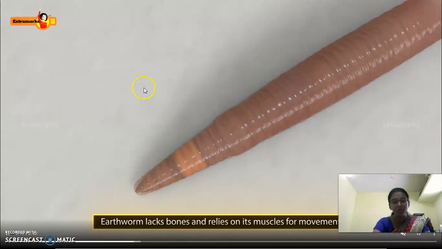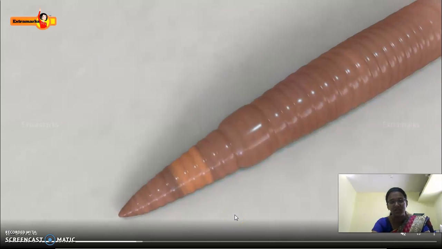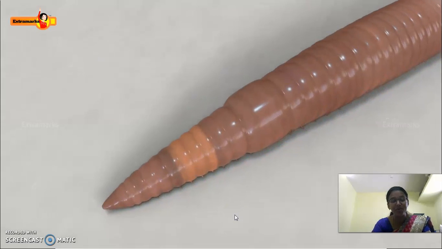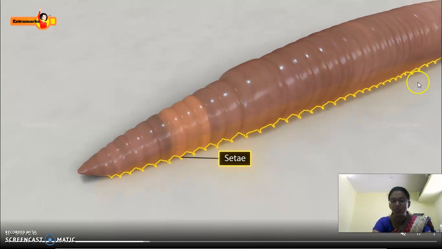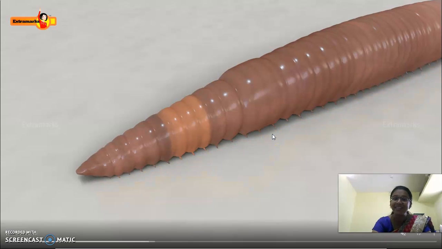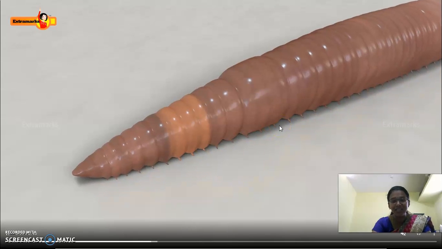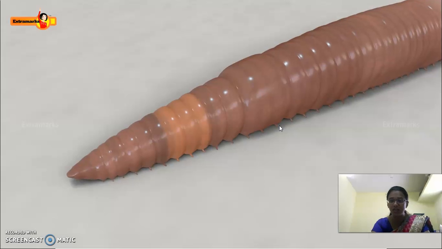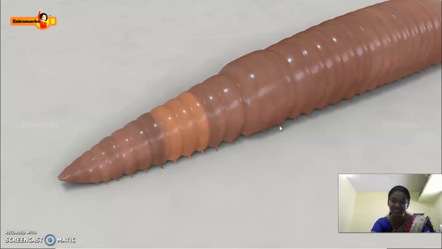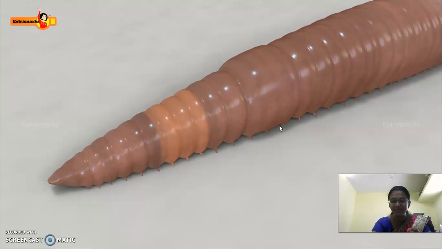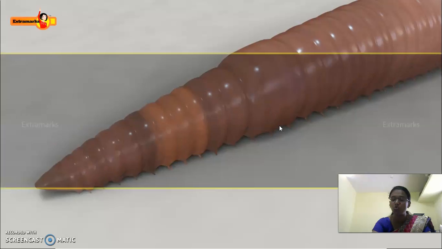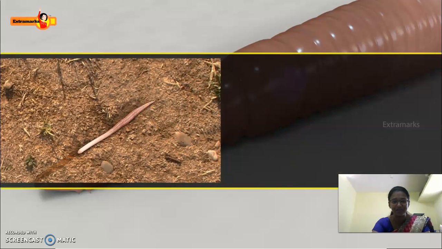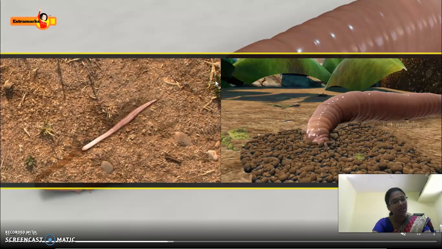Earthworm lacks bones, so it moves with the process of contraction and expansion. Under its body, it has a structure called setae. What is it? Setae. It helps in anchoring its body to the ground. Anchor is nothing but fixing. So these small finger-like projections help in fixing the earthworm to the soil. Okay, soil or the ground.